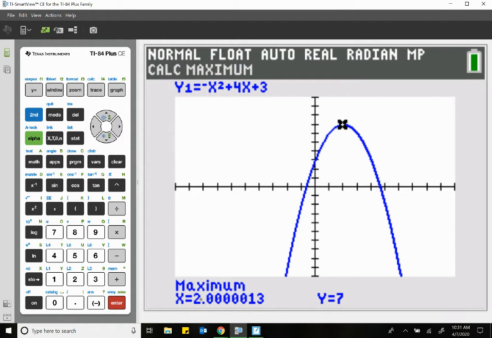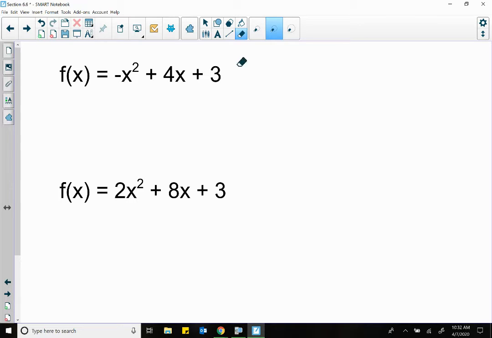That means rounded up. So if this was 2.999999999, I would have said this is 3. Or if this is 1.9999999, I would call this 2. Okay? So if you got a lot of 0.9s, round it up to the next number. You got a lot of 0.0s, just knock it off. Okay? So now you know the vertex. 2, 7. So vertex 2, 7. And there you go.